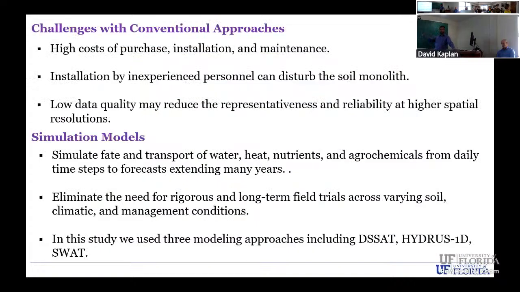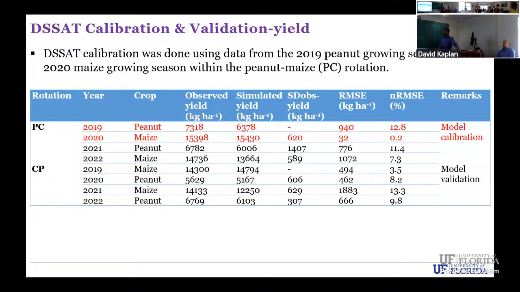Okay. So you saw a lot of challenges in the field data, especially with lysimeters, that allow us to use some simulation models. In our research, we use three: DSSAT, HYDRUS, and SWAT. I'll not go in depth about how these models calculate or quantify different parameters, but I'll give you the overall synopsis of the results that we got. All these models required calibration, right?